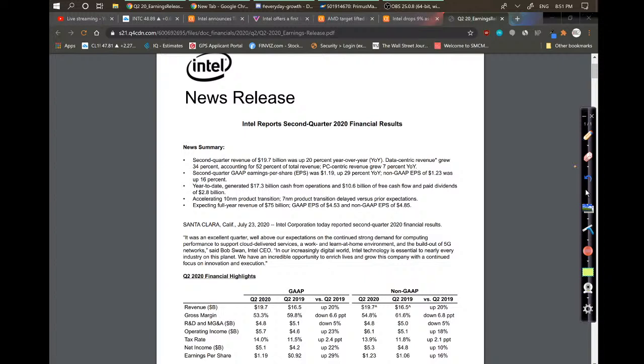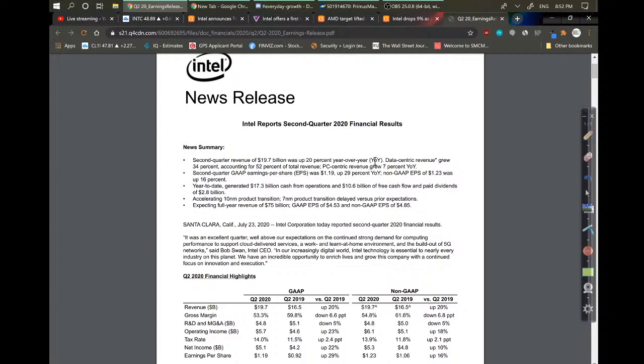But let's go through this report first, very briefly. We're not doing any fundamental analysis. I just want to show you what caused the drop. So it said second quarter revenue was 19.7 billion, up 20% year over year, for a company that's been doing business for almost 30-40 years. I think a 20% gain in revenues is a solid quarter. Data-centric revenue grew 34%, accounting for 52% of total revenue.